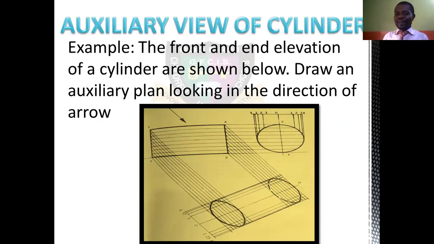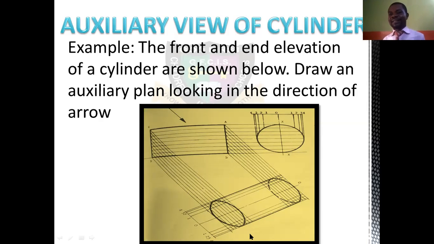For example, this is a good cylinder that is given to you. The front and end elevation of a cylinder are shown below. Draw an auxiliary plan looking in the direction of R. What you have down here at this point is not part of it. That means you are given the end elevation here and the front elevation here. So go down here and draw the plan, because the arrow is looking in this direction. The direction of this arrow is where you now produce the auxiliary plan.